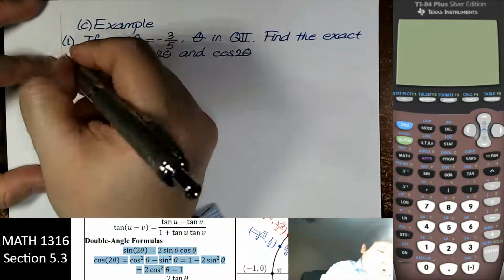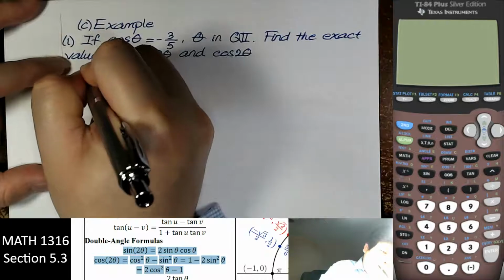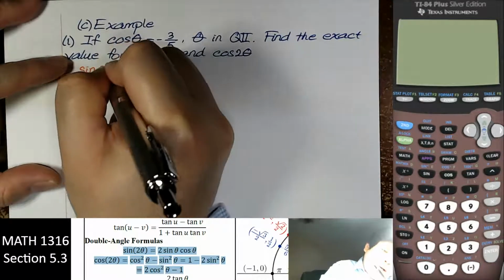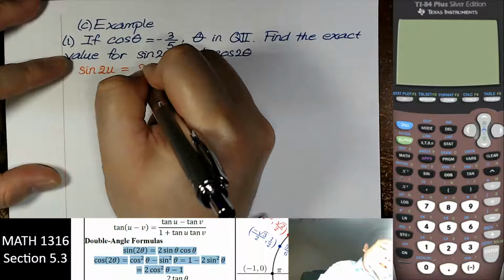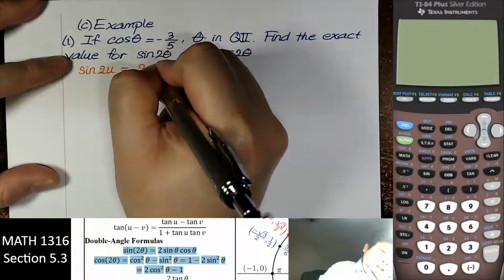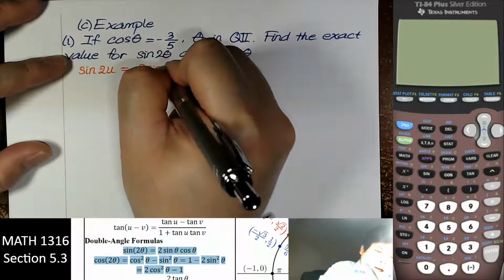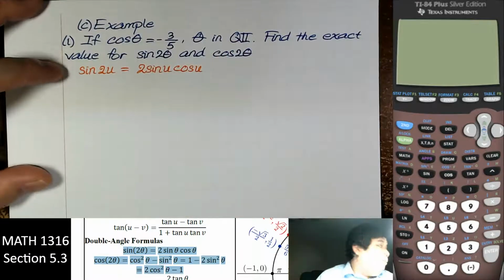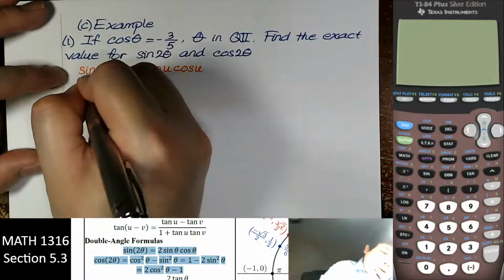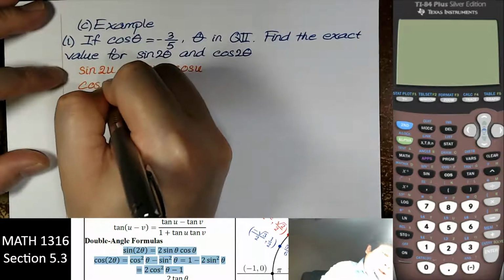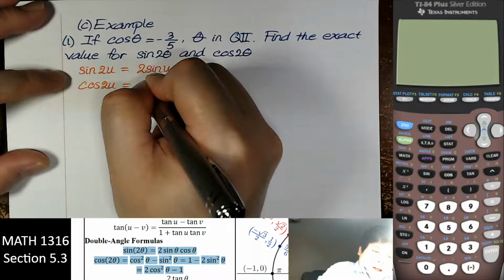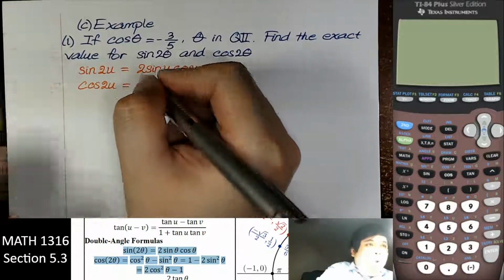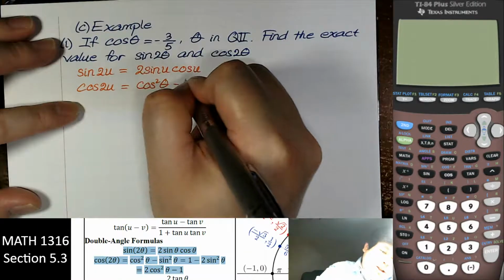So we start with sine of 2u is 2 sine u cosine u, and then cosine of 2u is one of those three formulas.